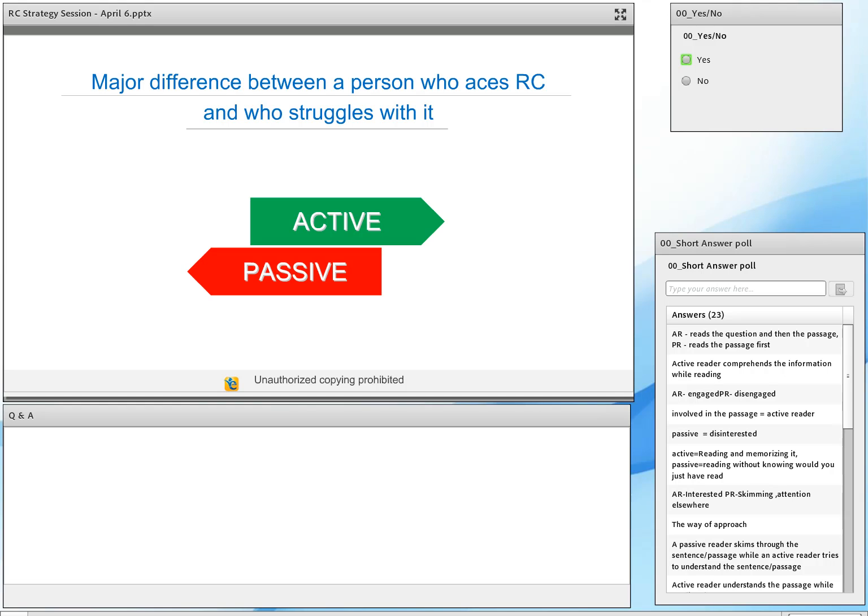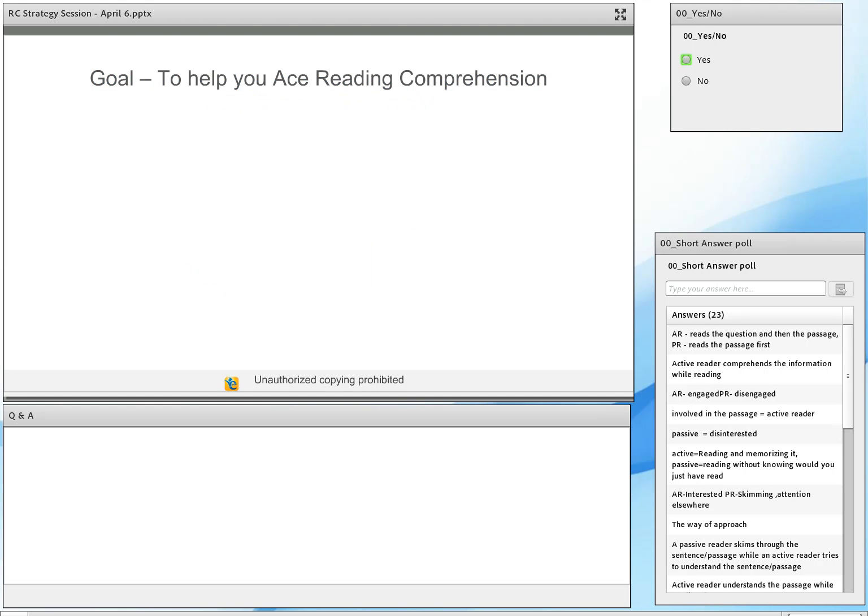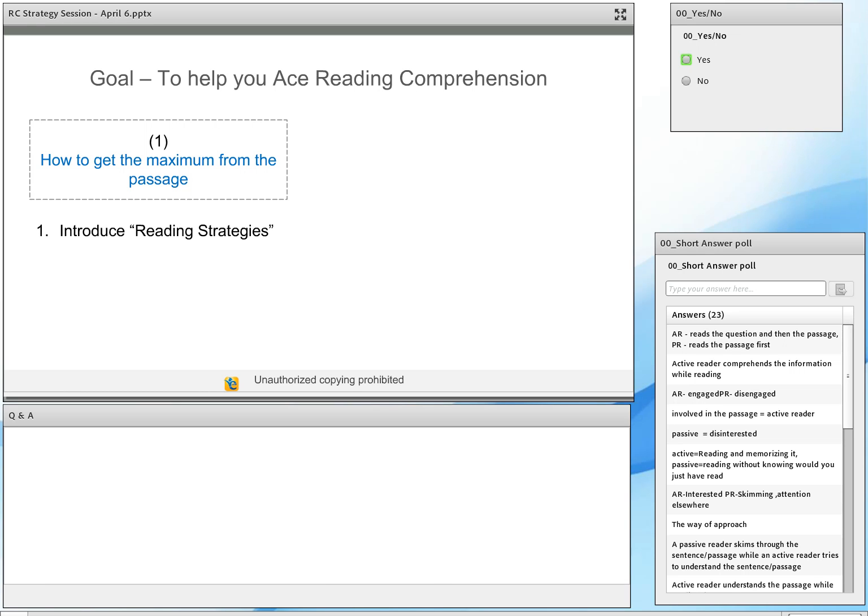And that is something which we are going to be working on in this session, because ultimately our goal is to help you ace reading comprehension. So the first thing that we're going to be focusing on is how do you get maximum from the passage in the first read itself? And that is possible by becoming an active reader. So essentially, we are going to be teaching you how to become an active reader. And that happens by learning those reading strategies that help you become an active reader. And we'll then demonstrate these reading strategies through two small passages so that you can see these strategies in action.